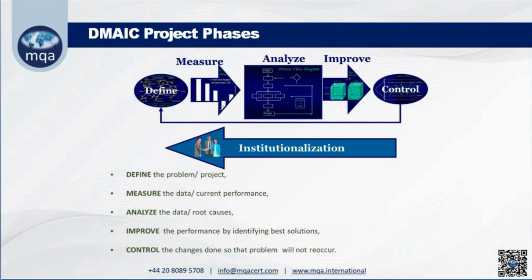So define the problem, measure the current performance, analyze the root causes, improve the performance by identifying the best solutions, and control the changes so that the problem will not occur. There will be monitoring for some time to check that the new process introduced in the organization is working. That is the control part. For a few months we monitor it before we are assured of the process working and improving things. So this is the whole Six Sigma method, which is again common sense.